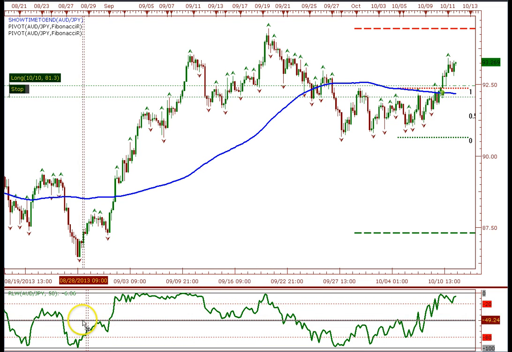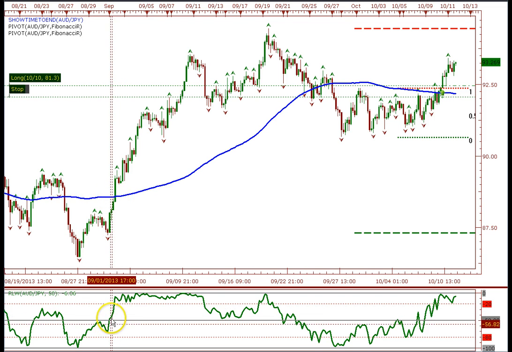All right, so the thing is, you're going to enter on the break of the 50 and the break of the 100. So you need both of those. You need to be above the negative 50 and above the 100 to be going long.